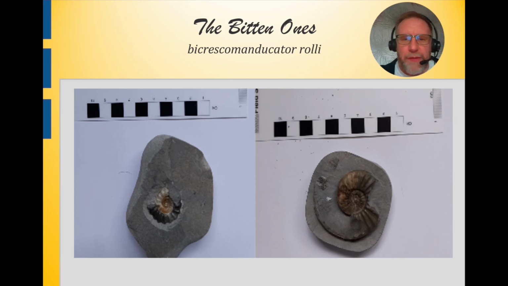As you can see from these specimens, they both have damage to the shell opposite the aperture, and this, technically a trace fossil, has been given the rather glorious tongue twister of Bicresco mangicator roli as its name. I've done quite well there. I managed to say that without tripping over my own tongue for once.